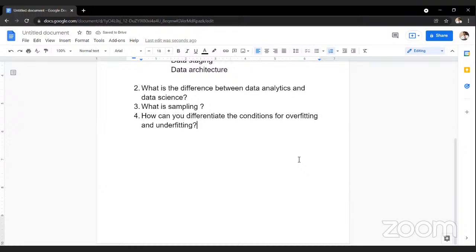How can you differentiate what is overfitting and what is underfitting? I am looking at the chat window. Simply bias and variance. Okay, what is bias and variance? We will look into that after some time, but what is this, guys? Underfitting and overfitting.